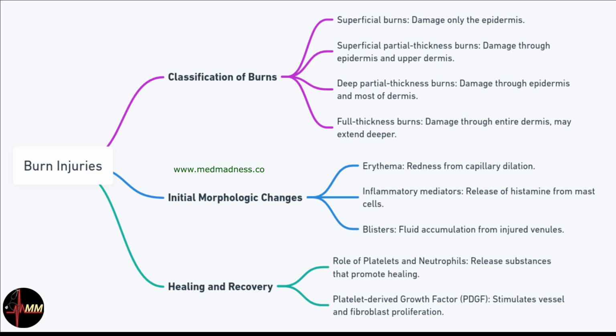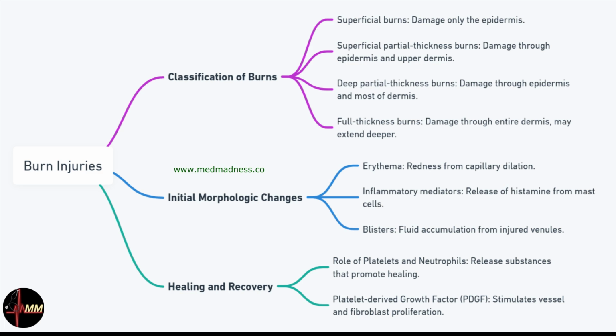Now, what happens in deeper burns, like superficial partial thickness burns? These involve the formation of blisters. The damage extends to the dermal structures, impacting nerve endings and venules. Injury to venules can cause fluid to leak through gaps in the endothelial cells, leading to fluid accumulation under the epidermis to form blisters. Healing from burns is a dynamic and multifaceted process.